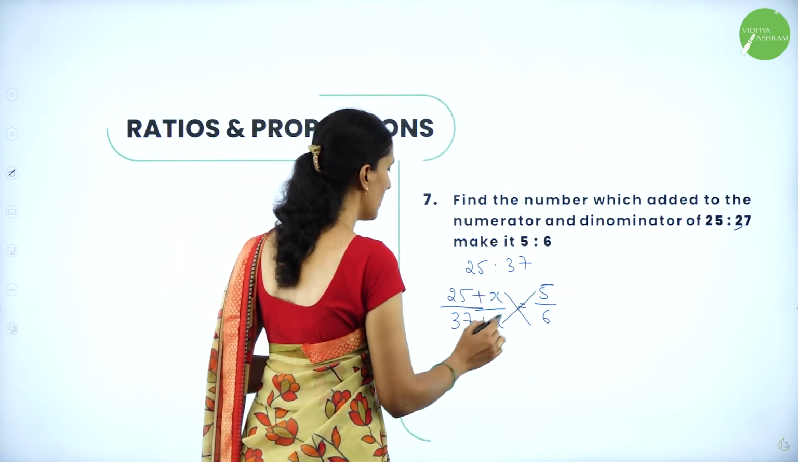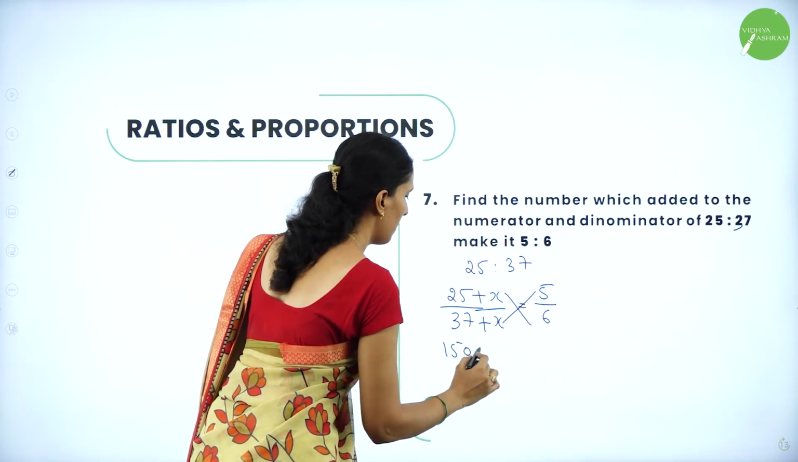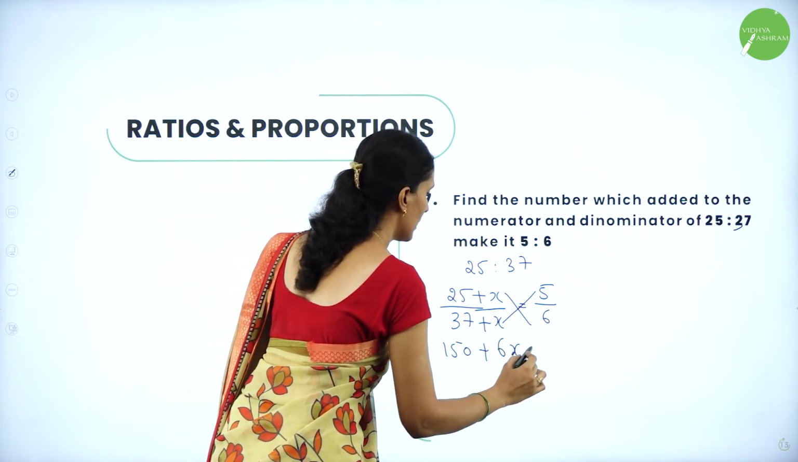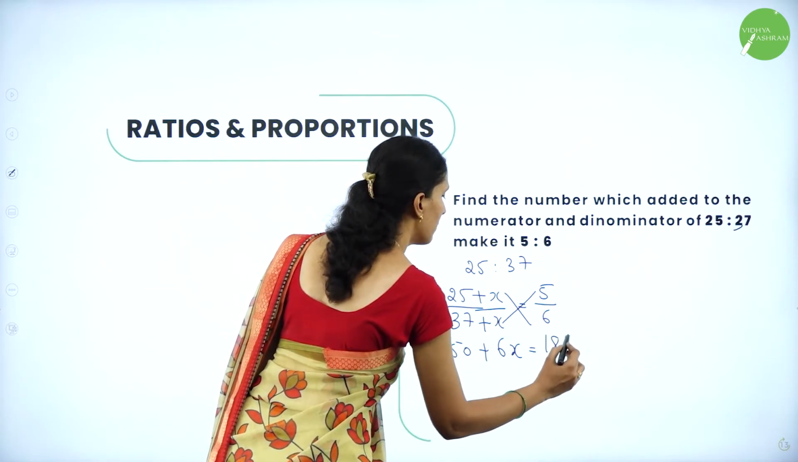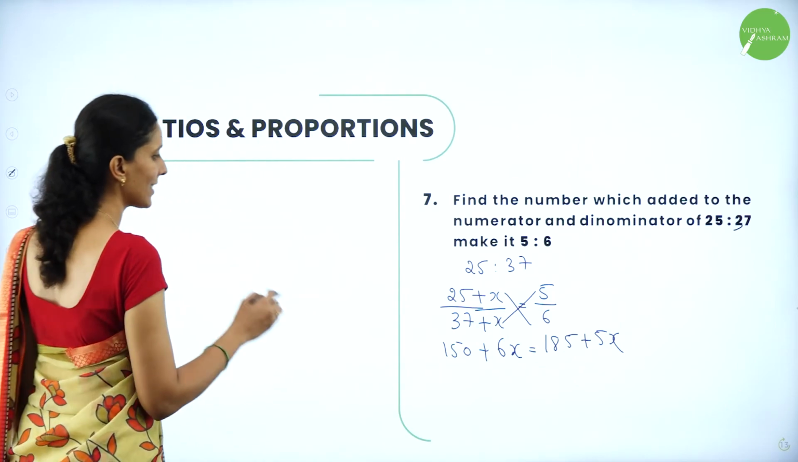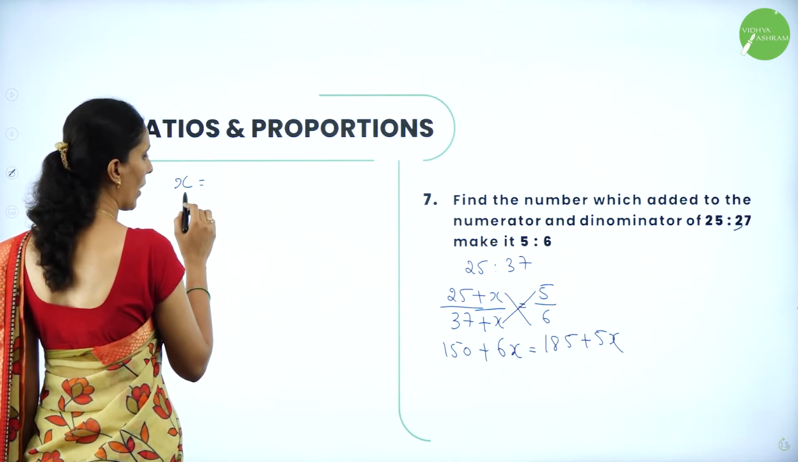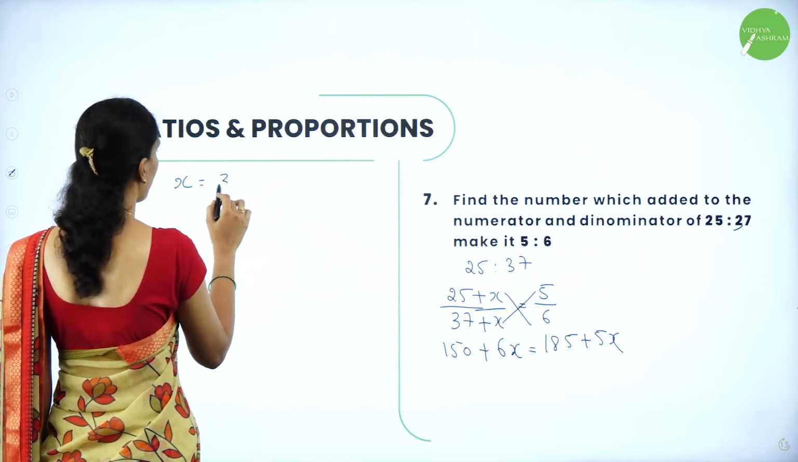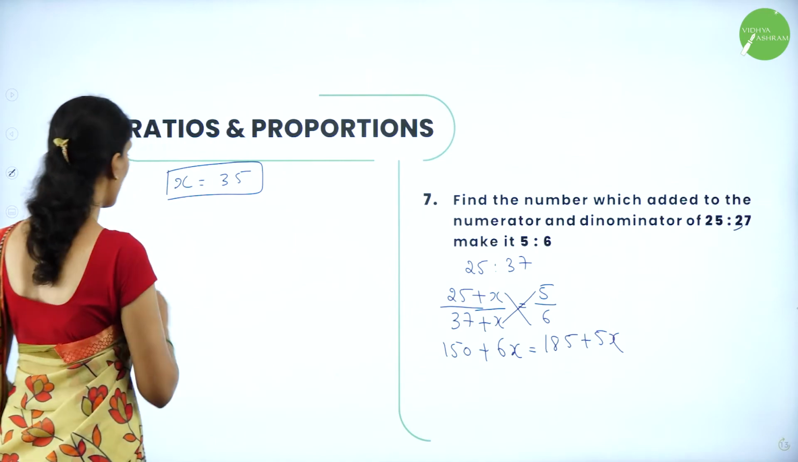Cross multiply. So 25 into 6 is 150 plus 6x is equal to 37 into 5, 185 plus 5x. When you solve this for x, 6x minus 5x is x, 185 minus 150 is 35. So therefore, the value of x is 35. So let's verify now.